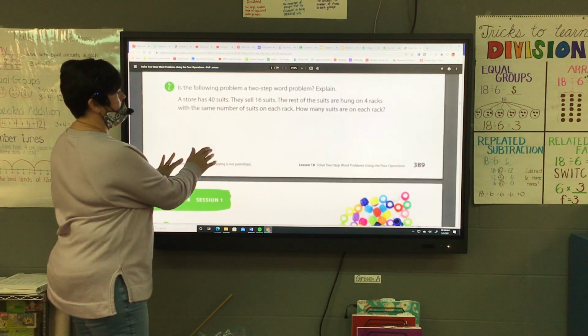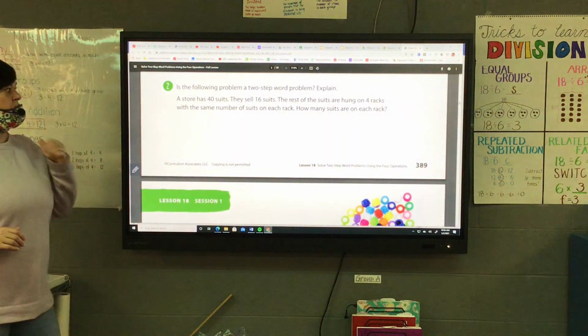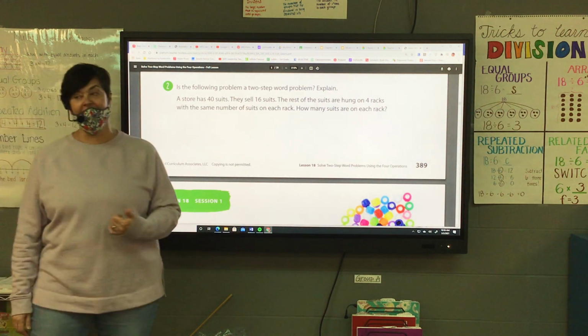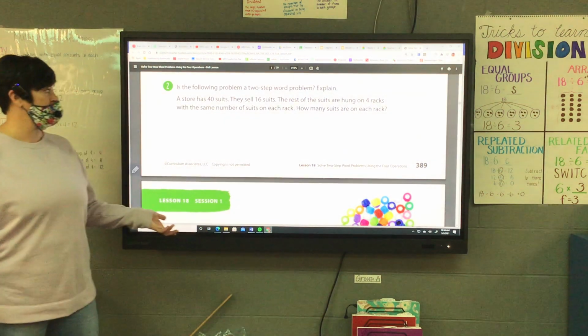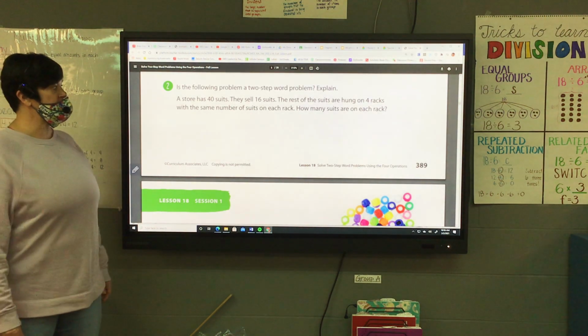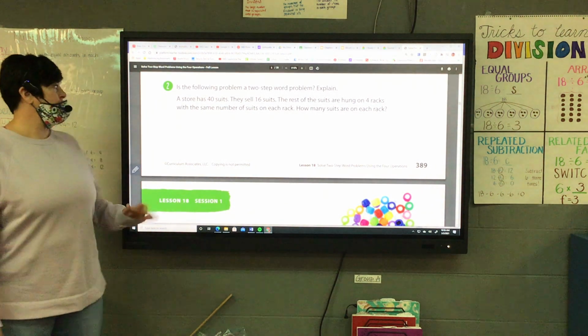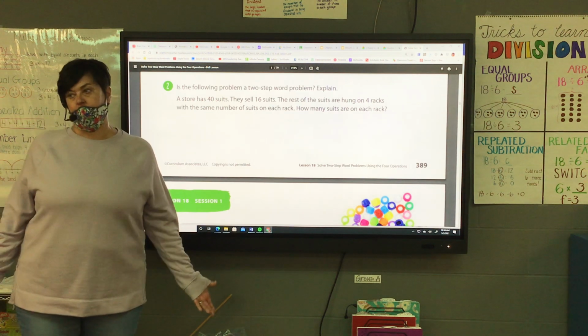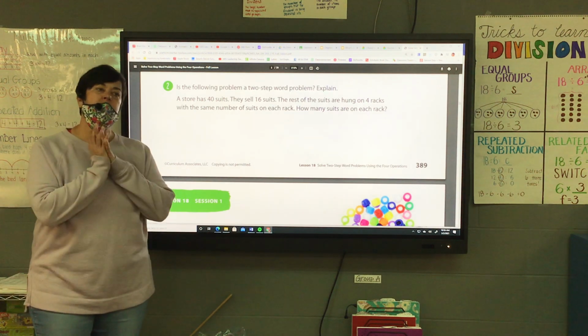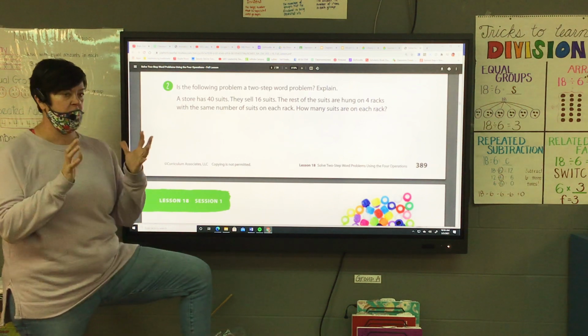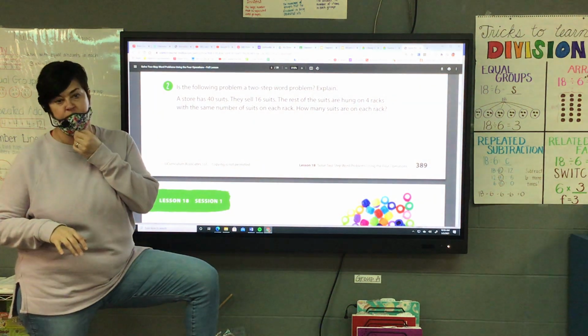Read the problem with me. A store has 40 suits. They sell 16 suits. The rest of the suits are hung on 4 racks with the same number of suits on each rack. How many suits are on each rack? Well, what's the first thing we have to do? What's the first piece of work we've got to take care of in this problem?